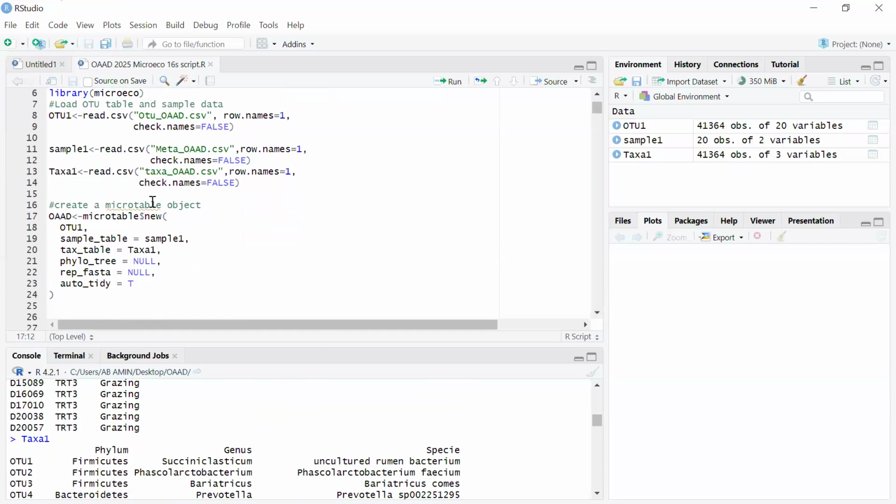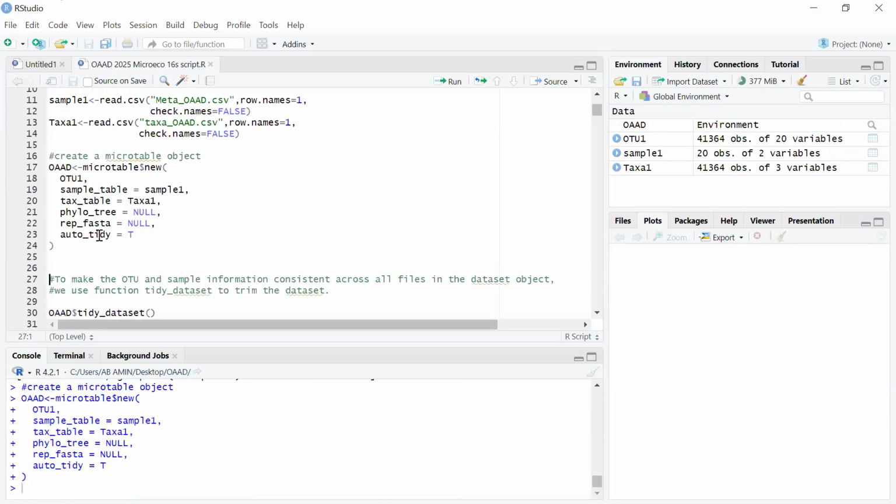The MicroEco software needs us to bind all these 3, that's the OTU, the sample, and the taxa, into a microtable object. So this is the OTU we created, this is the sample table, and this is the taxa. They will be bound together to form this new object, OAAD. Now our OAAD has been successfully bound without any error.